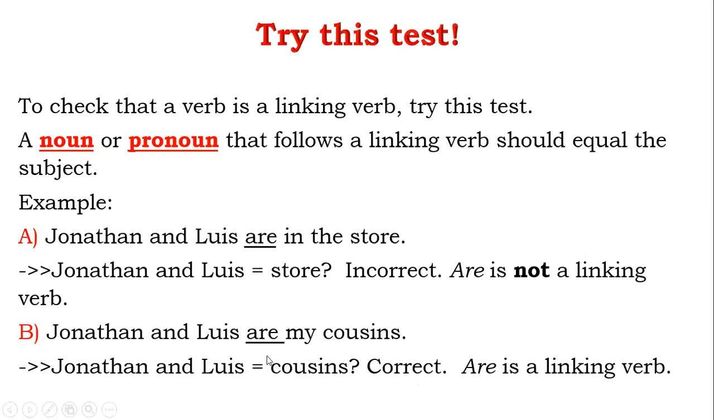In this sentence, Jonathan and Louis are my cousins. Are is a linking verb because it is linking the word cousins to Jonathan and Louis. So are is the linking verb. Cousins is the linked word, and Jonathan and Louis are the subjects, okay? I hope that you're with me. If not, you can pause it. And this is just a test for you to try it out to help you out if you're confused.